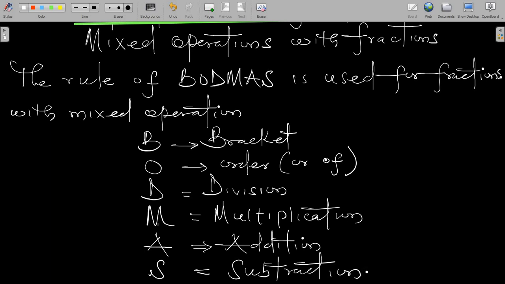Well, that's what we use in Africa. In the UK, that is the United Kingdom, they use the word BODMAS or BIDMAS. So that's just it.